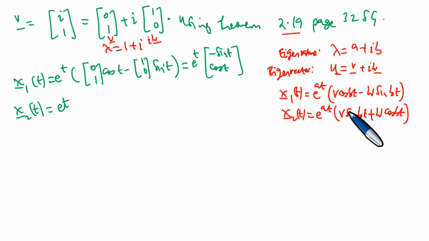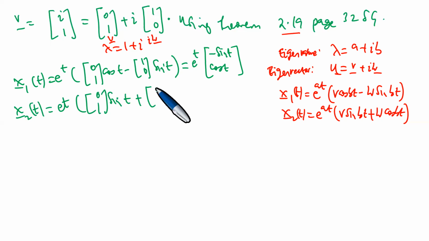The second one is going to have the sine first and then a plus. So we write the v first; they both have v first. v is 0, 1, and then you have the sine of bt. b is the coefficient of the i, which is 1 in the eigenvalue, giving us t, plus. The w is the one associated with i, which is 1, 0, cosine t.